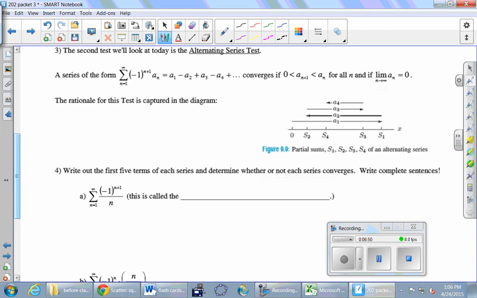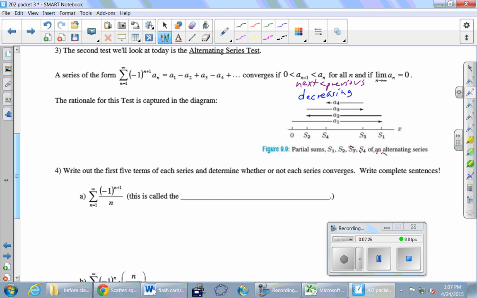So if you have a series of this form, -1 to the n plus 1 a sub n, which means a1 minus a2 plus a3 minus a4. It's just an alternating series, but written generically. And if it happens that the terms are getting smaller, that is to say, the next term is always less than the previous term. Another word for that is that the sequence is decreasing. So that says the terms are getting smaller.